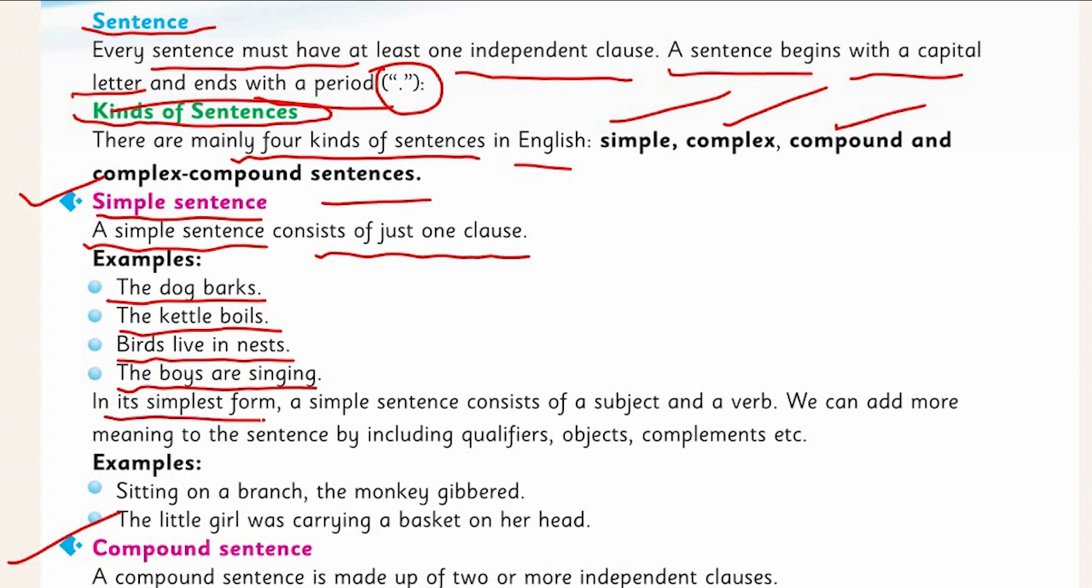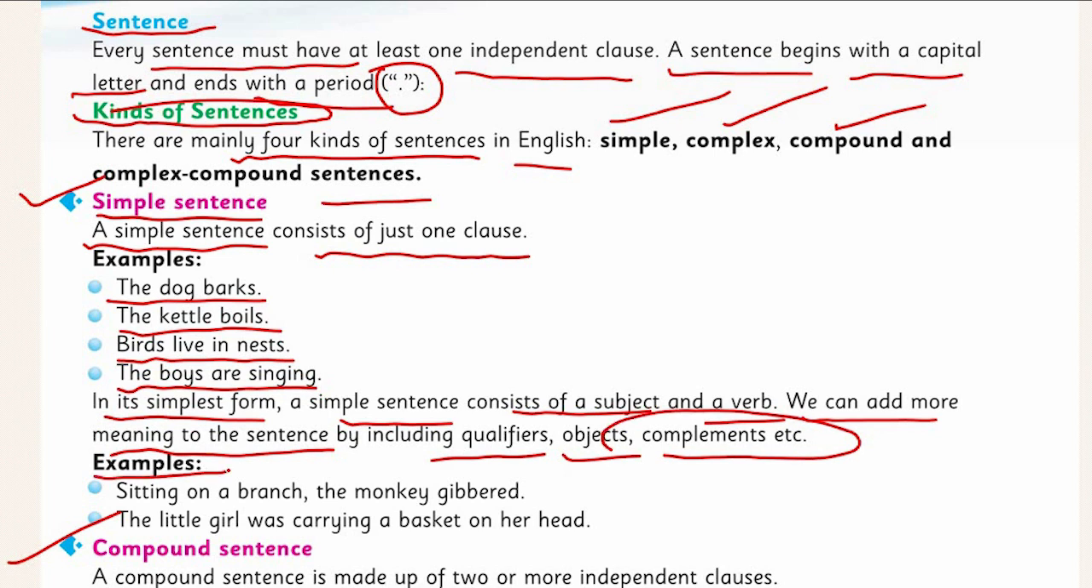In its simplest form, a simple sentence consists of a subject and a verb. We can add more meaning to the sentence by including qualifiers, objects and complements, etc. Look at the examples here. Sitting on a branch, the monkey gibbered. The little girl was carrying a basket on her head. Here we have simple sentences, which have the full thought.